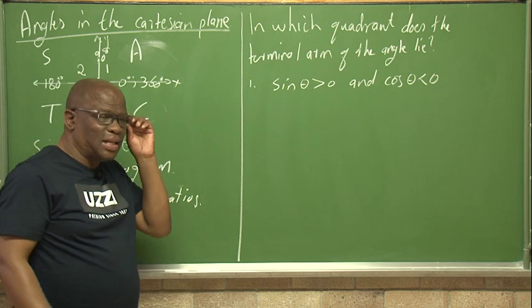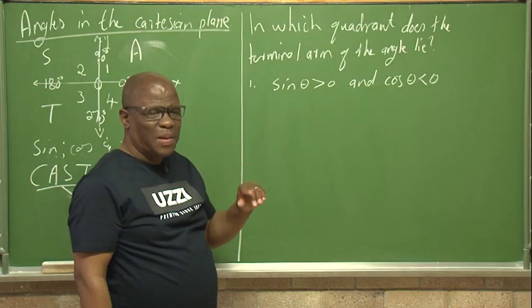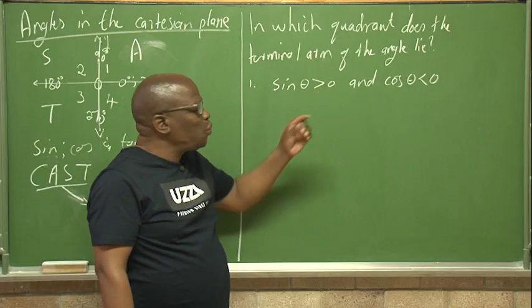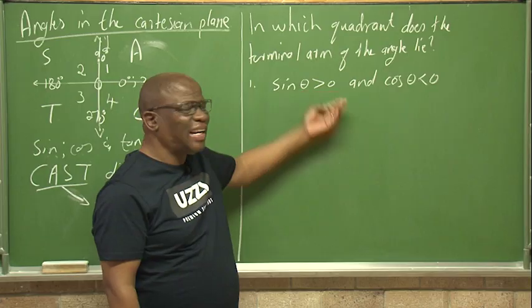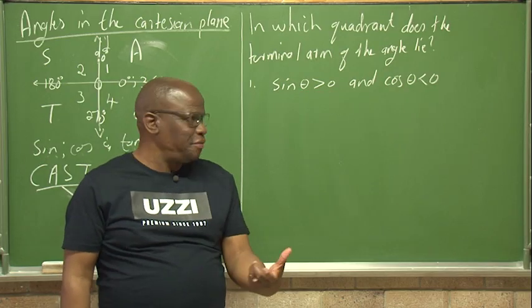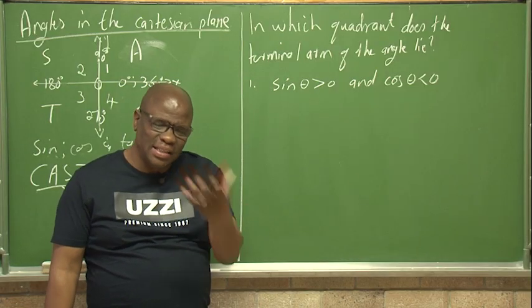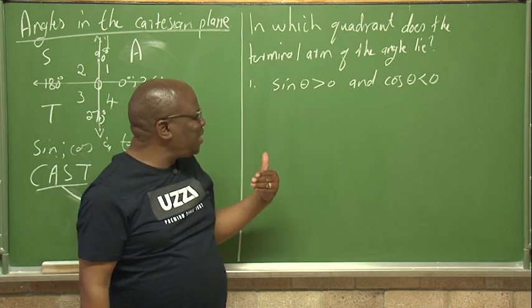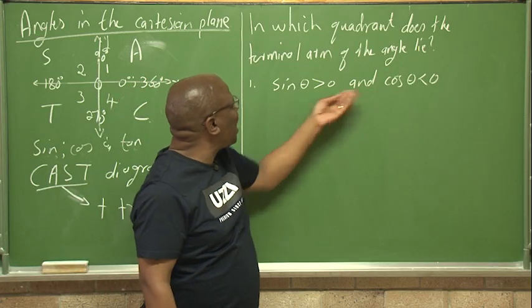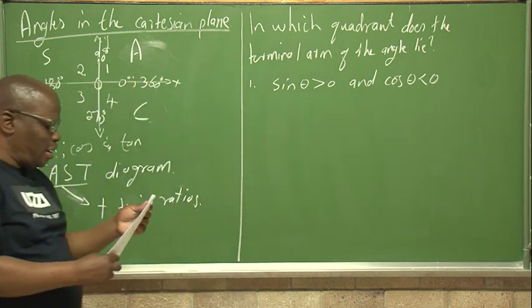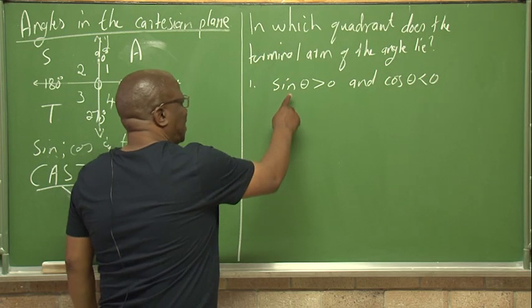This is how we go about identifying a quadrant. Look at sine theta greater than 0. Once we see greater than 0, we know we talk of the positive ratios, because any number greater than 0 is positive. If we talk of less than 0, any number less than 0 is negative. So I want to identify which quadrant we are referring to here.